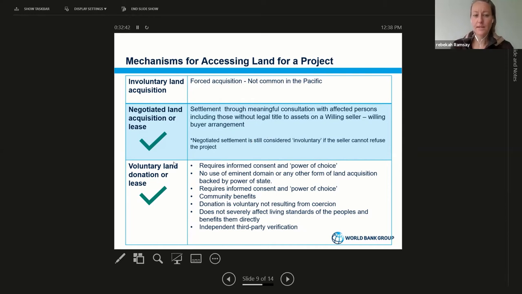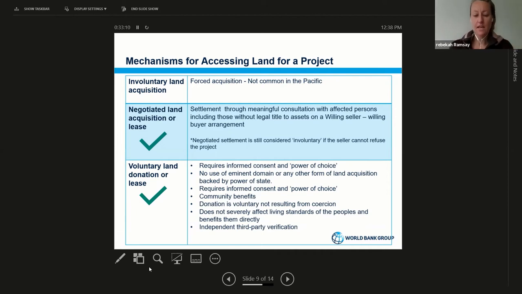The other more common mechanism that we see for accessing land is through voluntary land donation or lease. In both cases, we're talking about acquisition or leasing, and I think Joyce will be talking more about that in the next session. But many of you will be familiar with voluntary land donation or leasing as a suggestion. It quite often comes up.